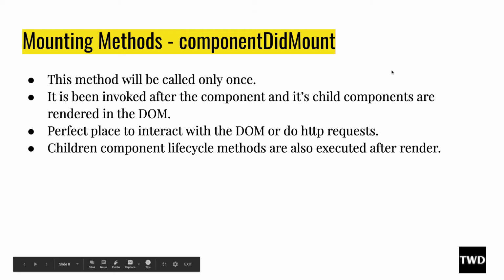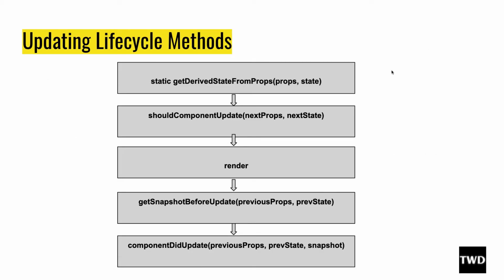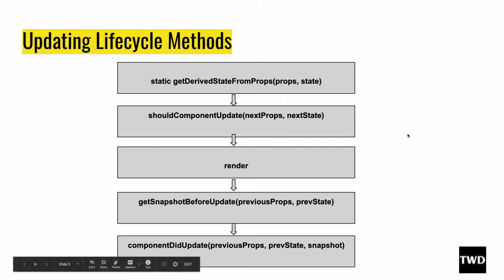Okay, so updating lifecycle methods. Updating lifecycle methods are, again, static getDerivedStateFromProps, then shouldComponentUpdate, and then the render, then getSnapshotBeforeUpdate, and the last, componentDidUpdate. So this componentDidUpdate is again a very important method.